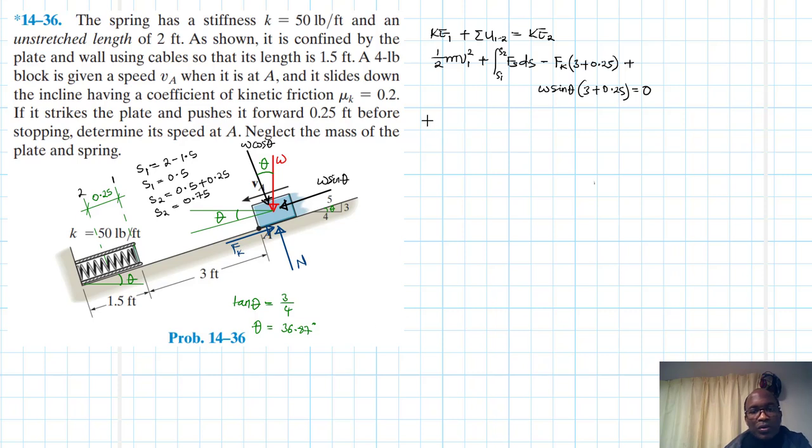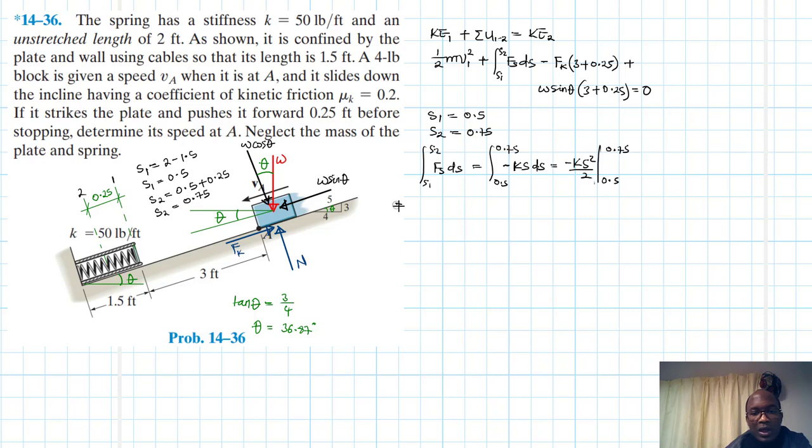So let's work on the integral first. We said S1 is equal to 0.5 and S2 is equal to 0.75. So the integral from S1 to S2 of Fs ds is just going to be equal to the integral from 0.5 to 0.75 of a minus S ds. This minus takes care of the direction, and this just becomes like so if we integrated this from 0.5 to 0.75.